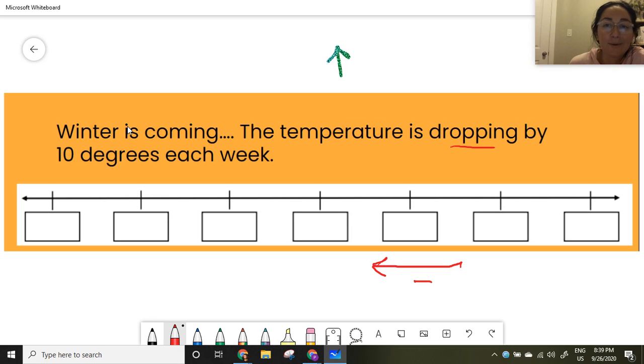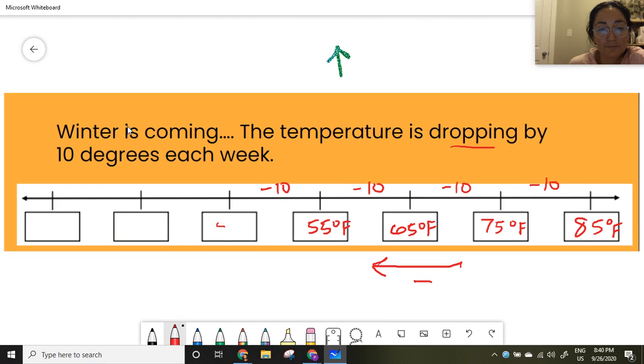I'm subtracting. We'll say that we started with a lovely temperature of 85 degrees Fahrenheit. However, if my temperature is dropping by 10 degrees, I'm subtracting 10, which means the following week, my temperature would be 75 degrees Fahrenheit. And then the week after that, my temperature would be 65 degrees Fahrenheit. And then my temperature would keep dropping as winter got colder and colder.